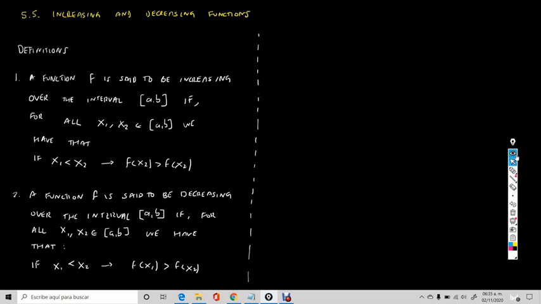Welcome to today's lesson, which is lesson 5 of topic 5, increasing and decreasing functions. And these are the definitions of an increasing function and a decreasing function. Let me highlight those two words, increasing and decreasing. Okay, but let's first talk intuitively about these two definitions.